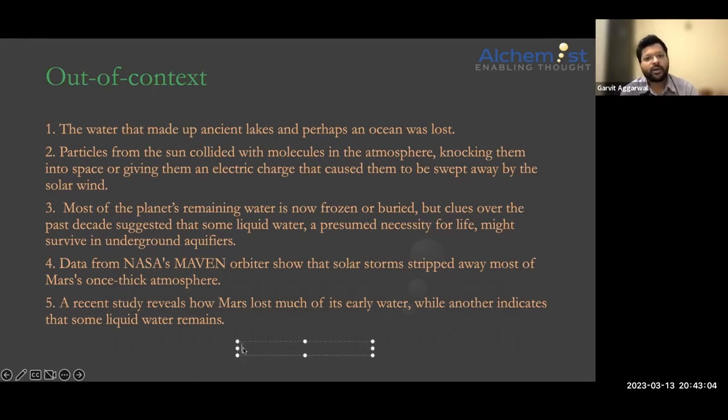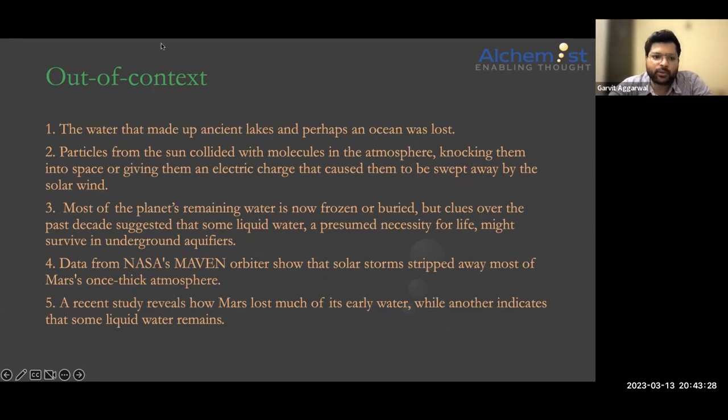Fifth sentence is talking about two studies. ठीक है? One of them is telling that it has lost a lot of water. The other one tells that some liquid water remains. That is what the fifth sentence is going to. Fourth क्या कह रहा है? Data from the Maven orbiter shows that solar storm stripped away most of Mars' once thick atmosphere.